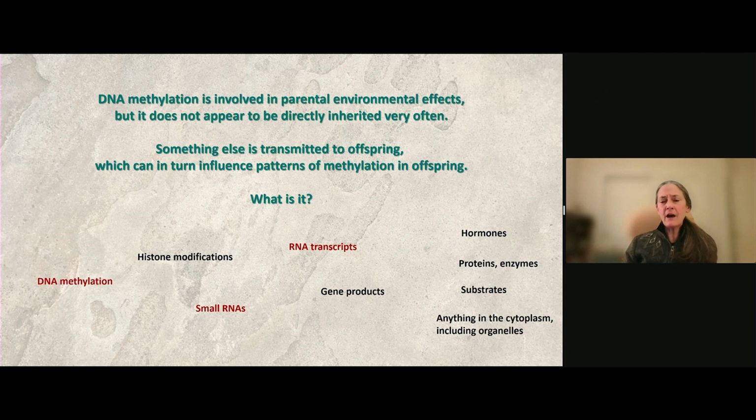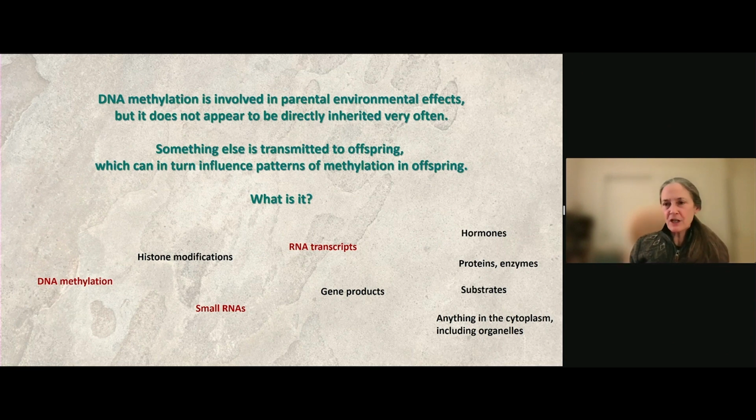But we do know that many other things can be transmitted from parents to offspring, including histone modifications or any kind of gene products, hormones, proteins, many different kinds of substrates, anything in the cytoplasm, including organelles. We know many things other than DNA are transmitted from parents to offspring. And so one interesting question is, which of these have any mechanisms for their own self-replication or perpetuation across even more than one generation?